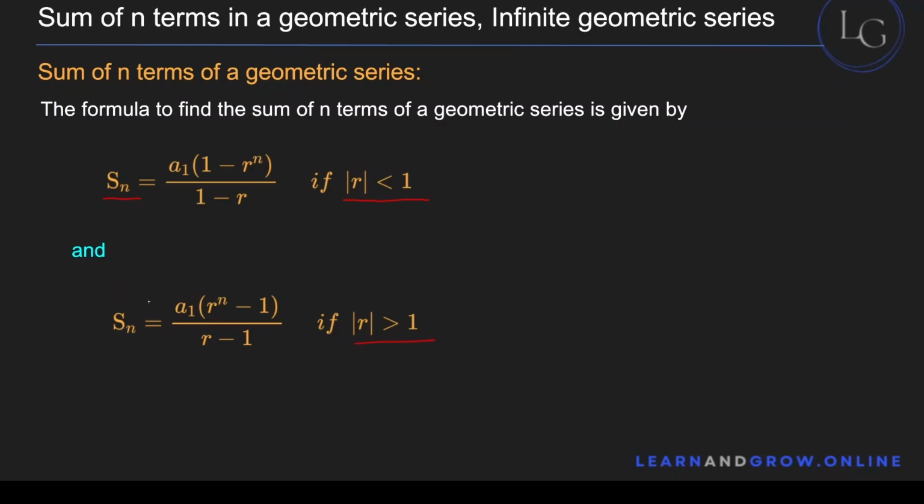The only difference between this formula and this formula is in these terms. As you can see, when the absolute value of r is less than 1, this term is equal to 1 minus r to the power n over 1 minus r. And in the case where the absolute value of r is greater than 1, this becomes r to the power n minus 1 over r minus 1. So basically you're just exchanging the positions of 1 and r to the power n, and 1 and r.